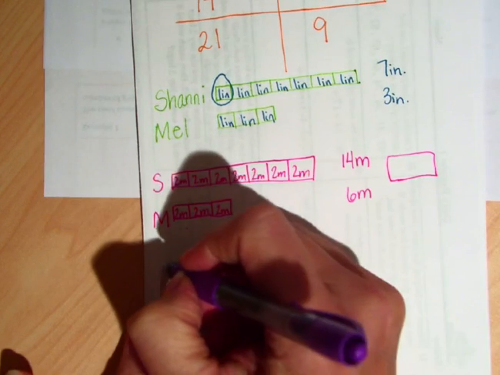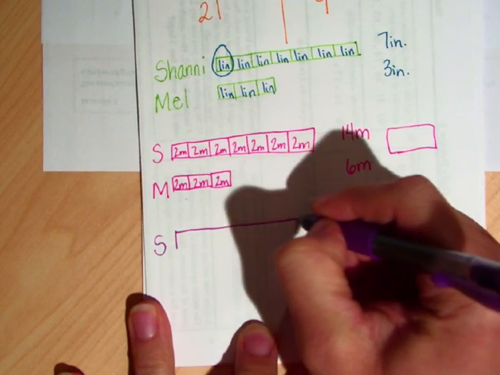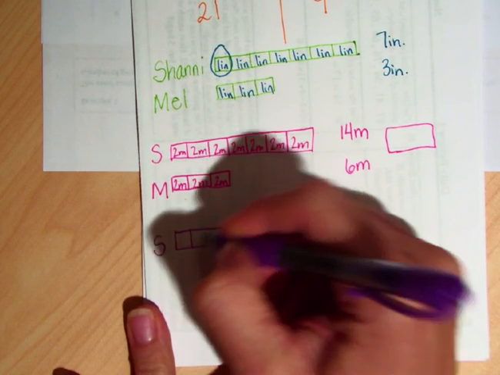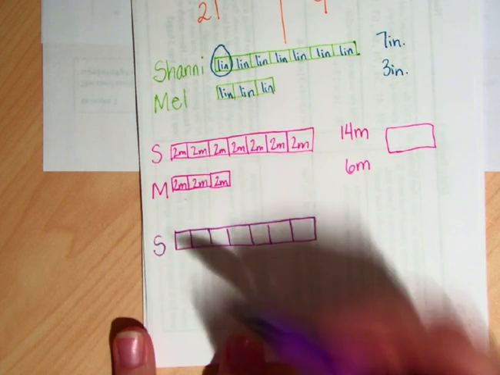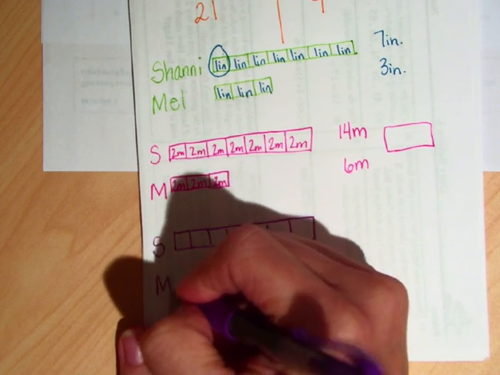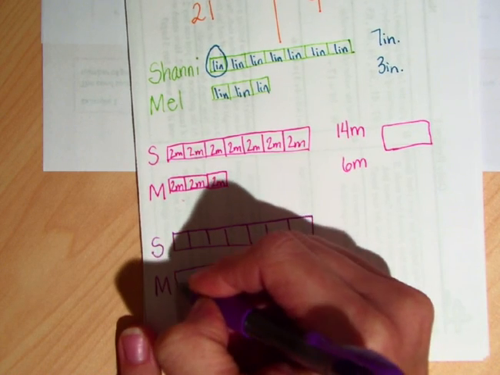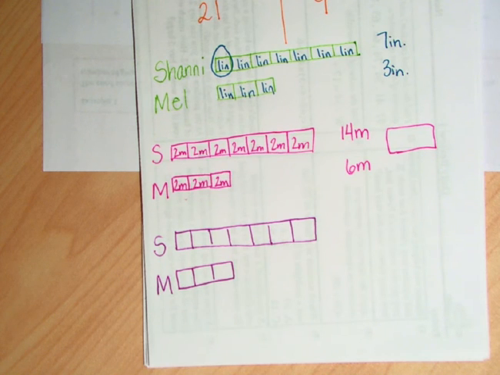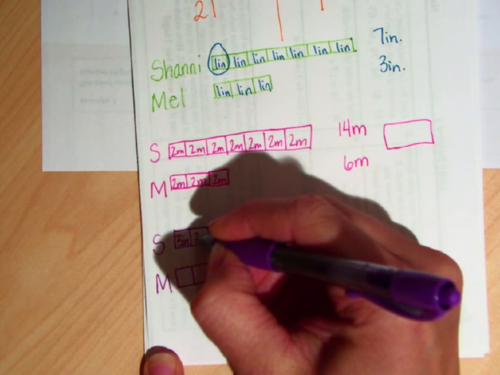Okay, let's make another tape diagram. Shawnee still has 7 units here. 1, 2, 3, 4, 5, 6. Okay, and Mel still had 3 units. I got it the right length this time. Okay, but this time each one of them is 3 inches.